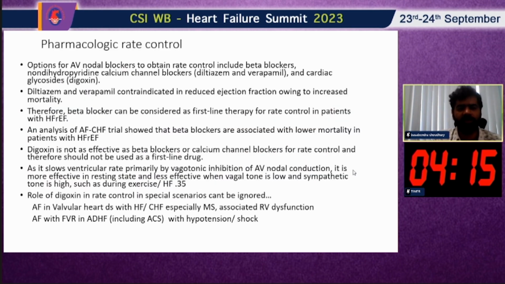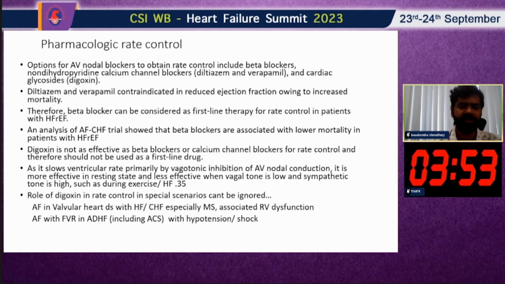Now, pharmacological agents for rate control. Options for AV nodal blockers to obtain rate control include beta blockers, non-dihydropyridine CCBs like diltiazem and verapamil, and digoxin. Now, diltiazem and verapamil are contraindicated in HFrEF due to the increased chances of mortality. Therefore, beta blockers can be considered first-line therapy for rate control in these patients.